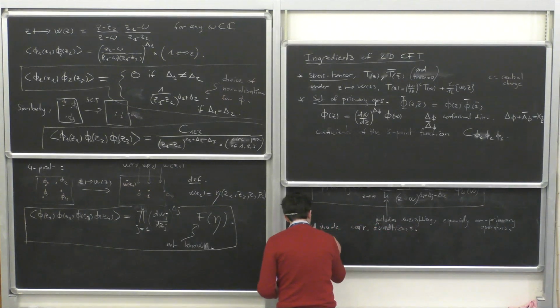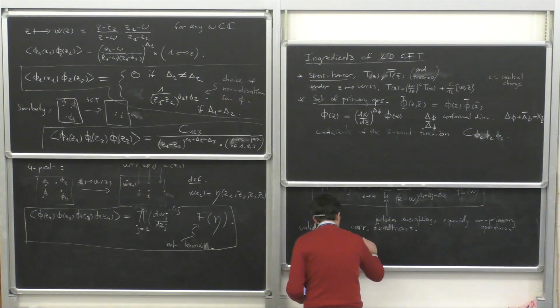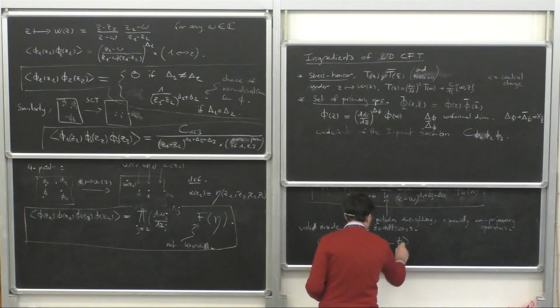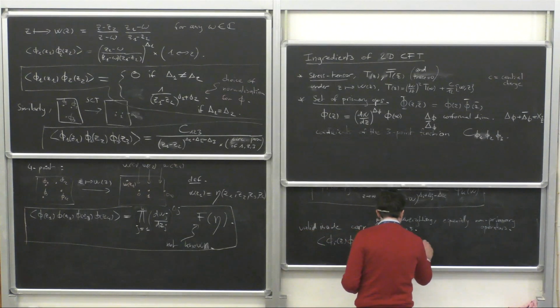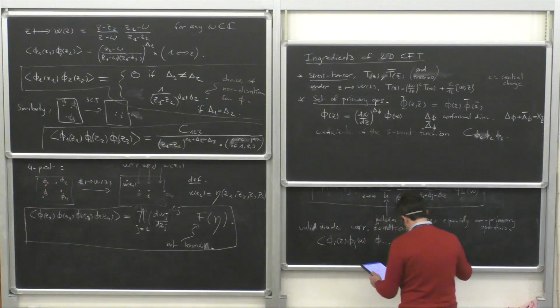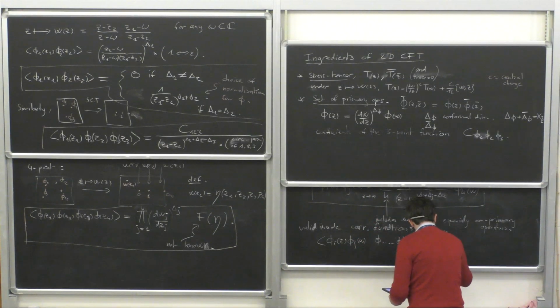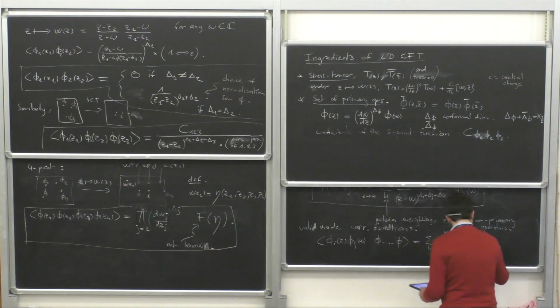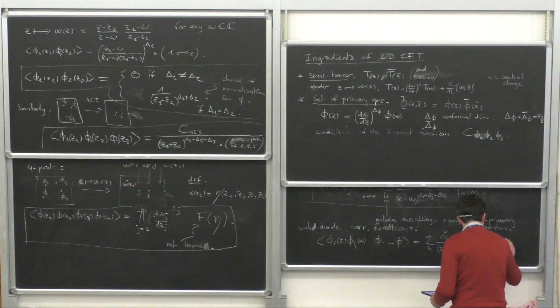So we can, for instance, use this to compute phi_i, phi_j of w, and then with a bunch of other phi's, other operators, and we can use this expression to write our correlation functions in this way, times phi_k of w, and then a bunch of other phi's.